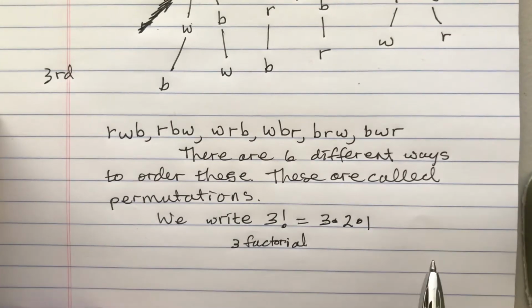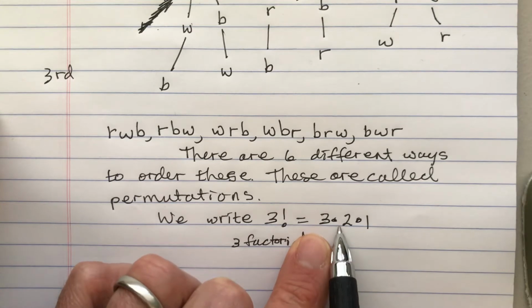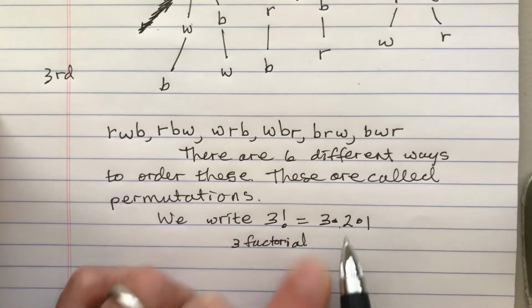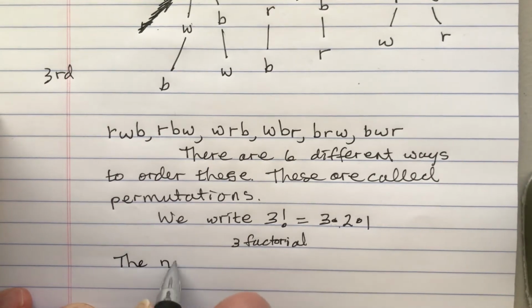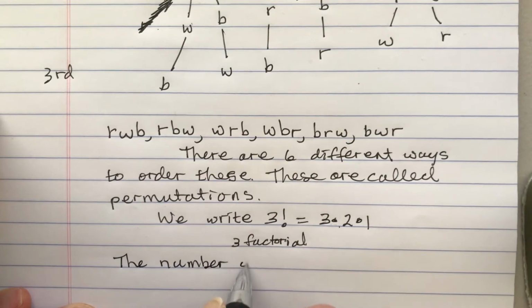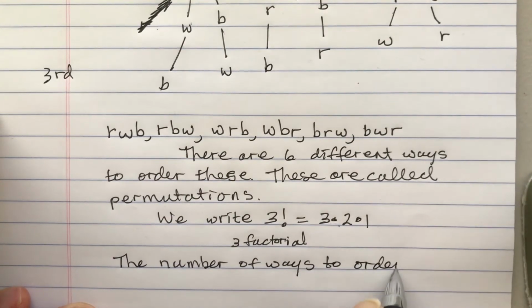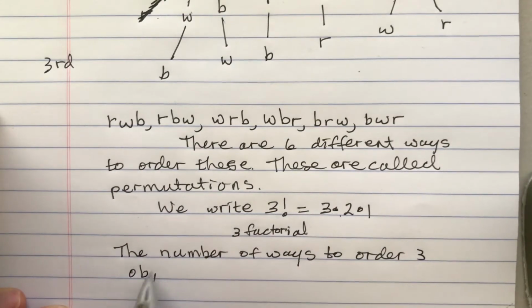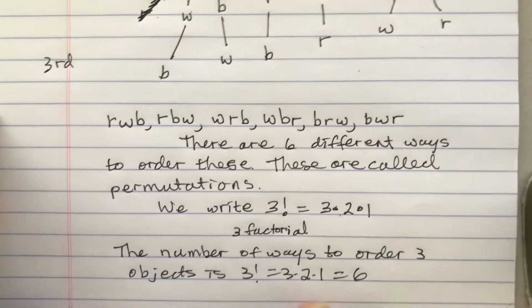So why am I even going into all this trouble here? Because I'm telling you what an application of the factorial is: the number of ways that you can order 3 objects. The number of ways to order 3 objects is 3 factorial, which is 3 times 2 times 1, which is 6.